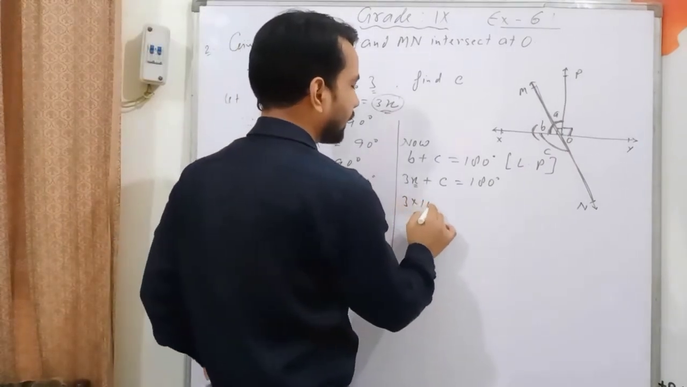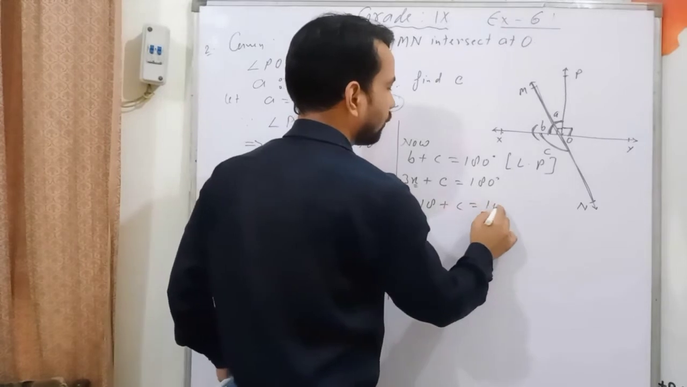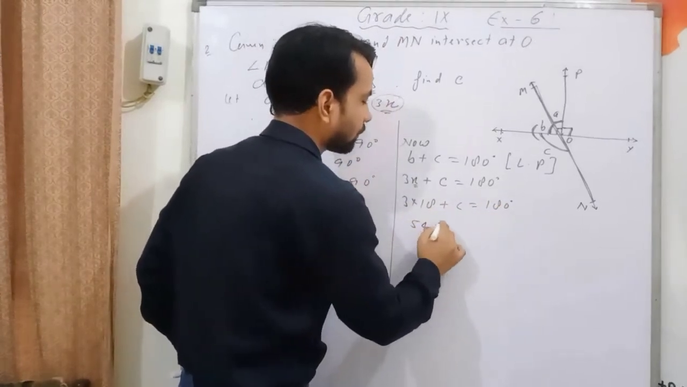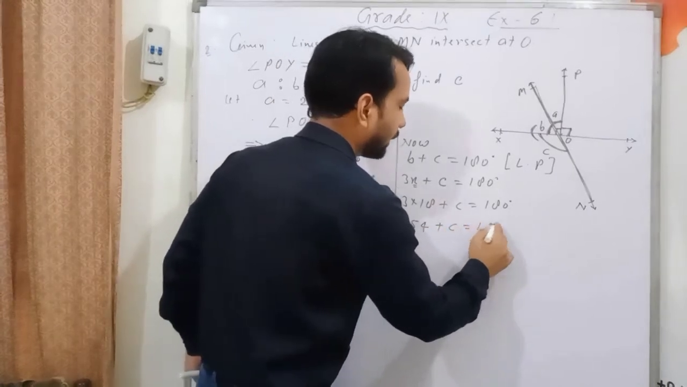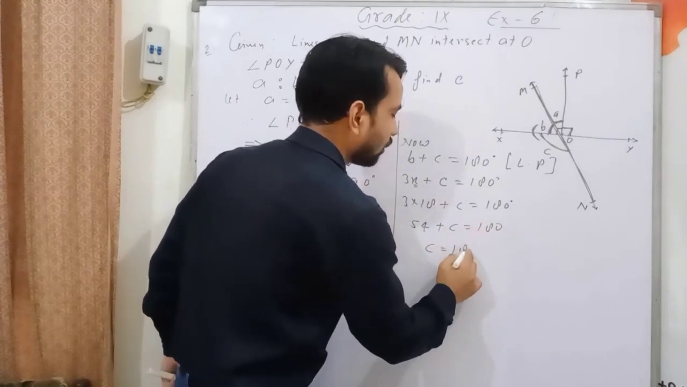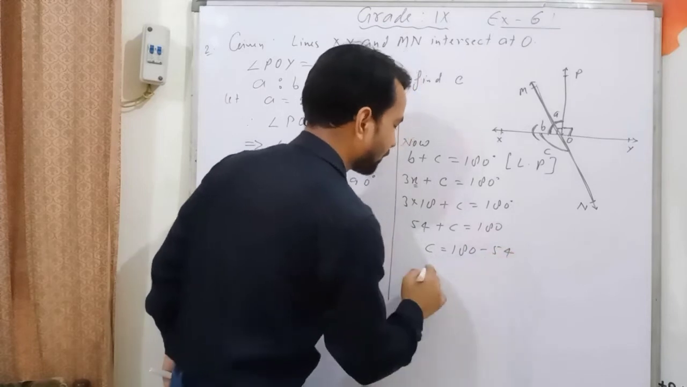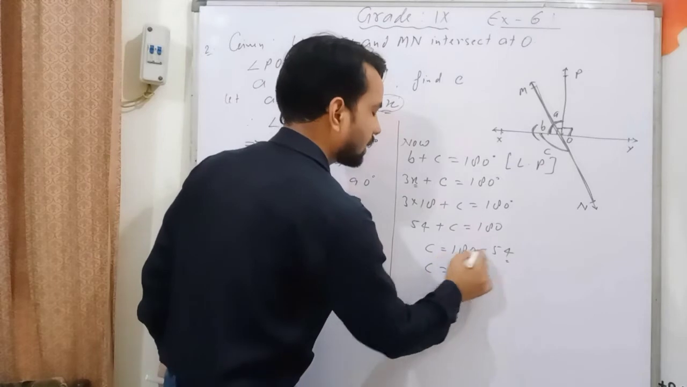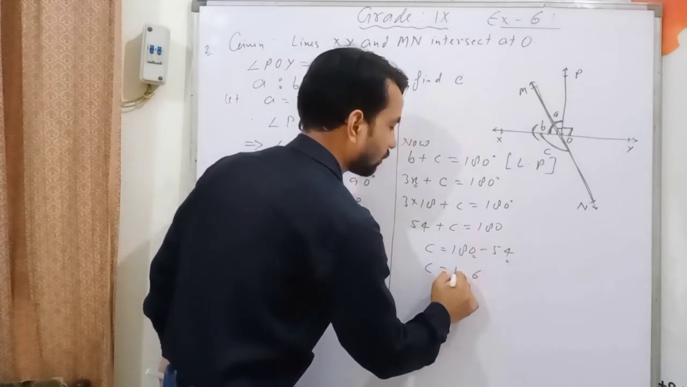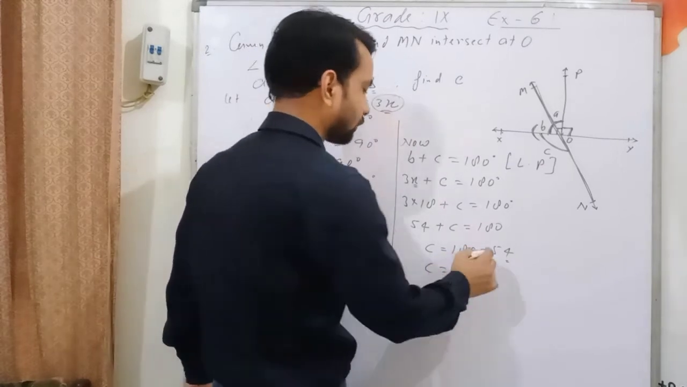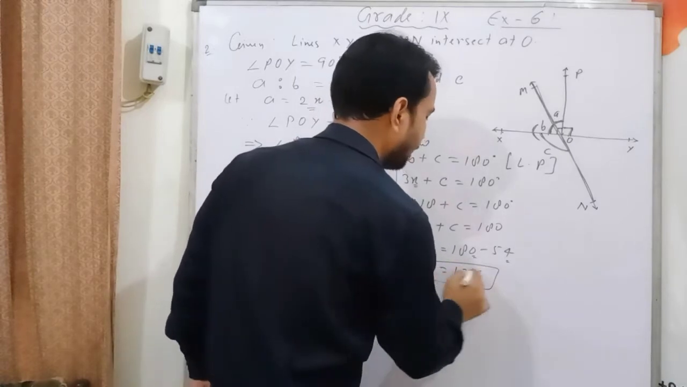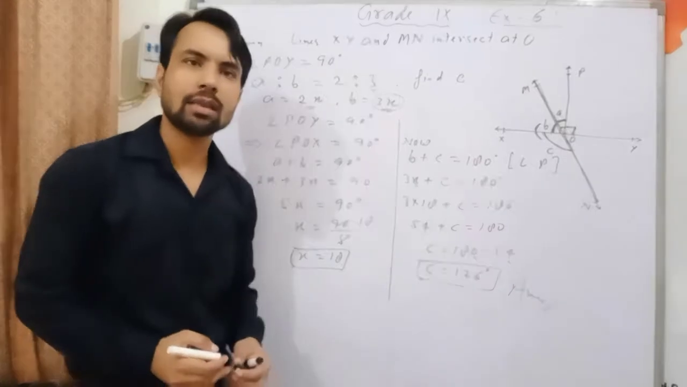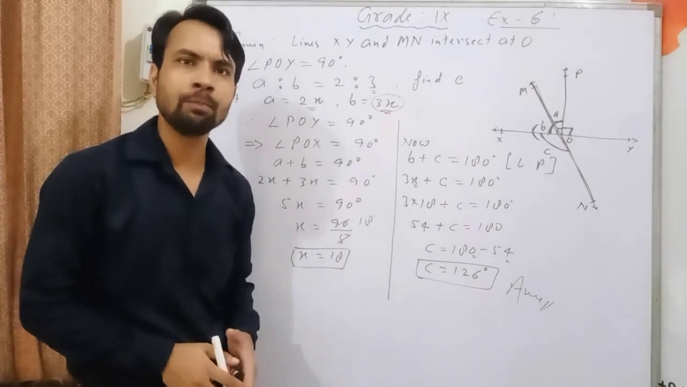So 3 into 18 plus C equal to 180 degree. 3 into 18 will be 54, plus C equal to 180. Now C equal to 180 minus 54. Now C equal to 10 minus 4 is 6 and 17 minus 5, 12. So the value of C is 126 degree. So this is our final answer. Hope it is clear to everyone.